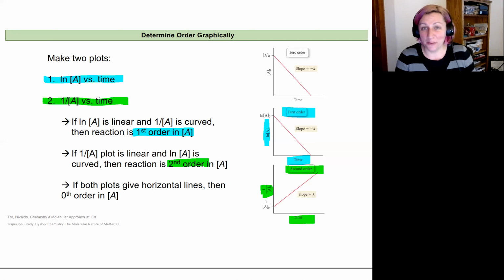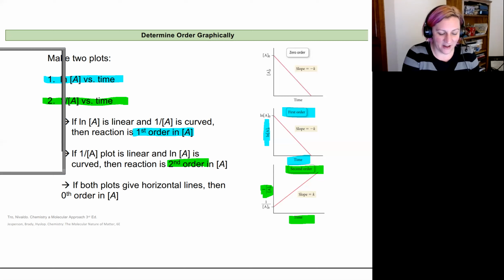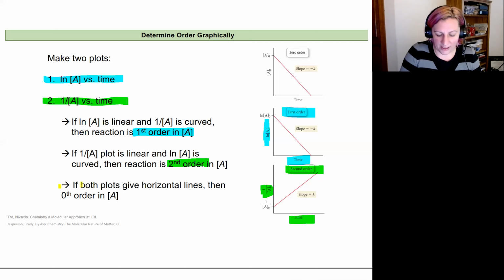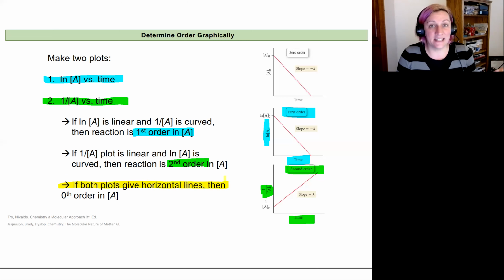And if both of those give you a non-linear relationship, then it's zero order. You can also confirm that by plotting the concentration just on its own versus time. And if you get a linear relationship, then you have a zero order reaction. So let's look at an example of this.